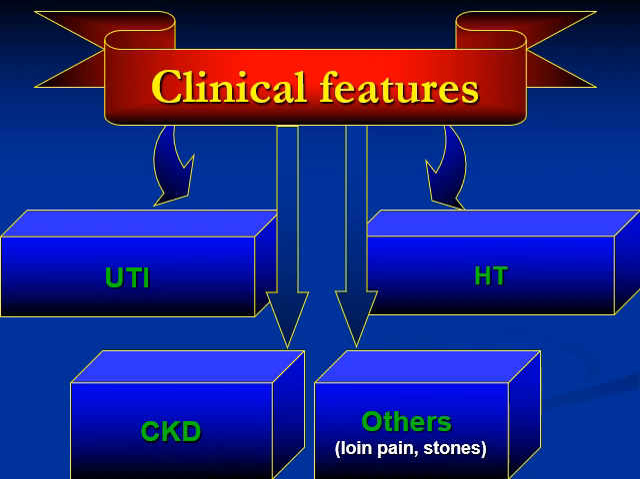Other clinical features include a positive family history, childhood enuresis, loin pains, the development of renal stones, and the presence of other congenital anomalies such as a duplex ureter and a posterior urethral valve.